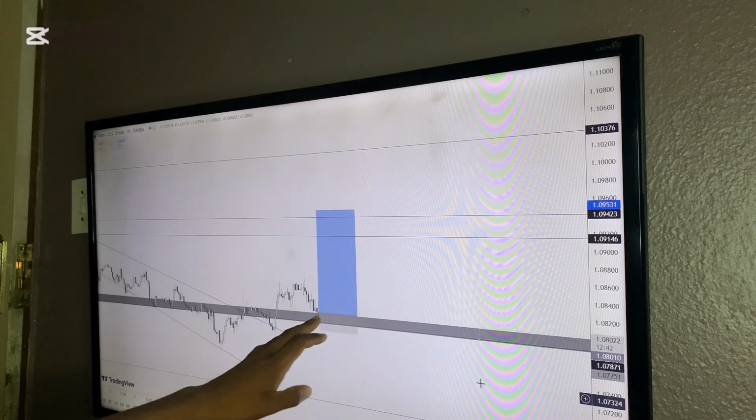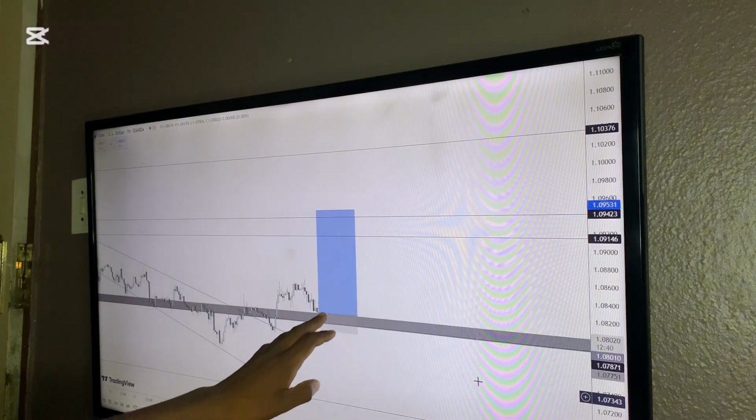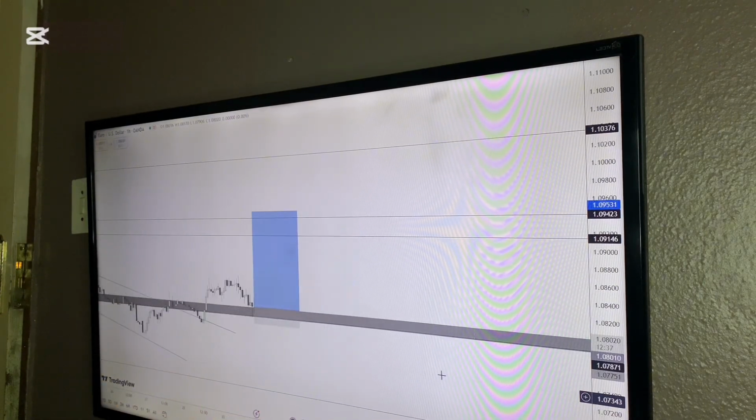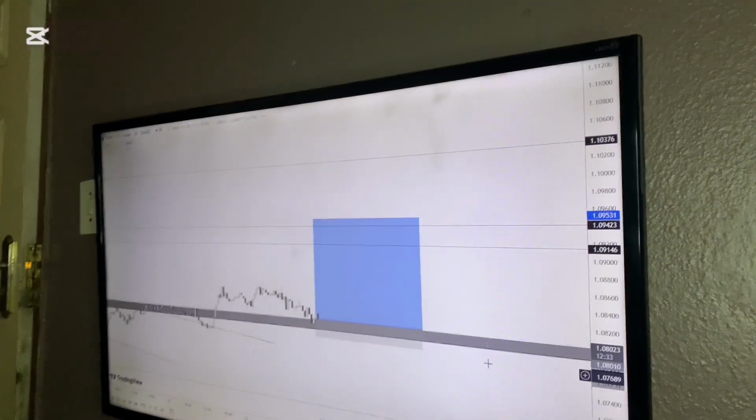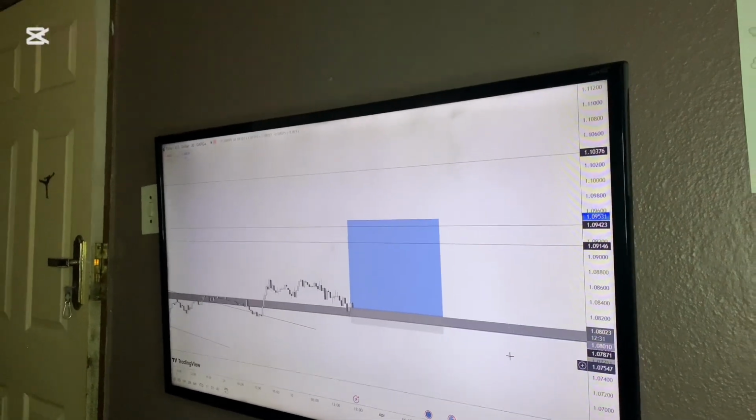So now we are currently waiting for the current candlestick to close above. That's our confirmation, guys. Then you take your buys, but it's a clean setup. You can even check on 30 minutes. It's a clean setup.